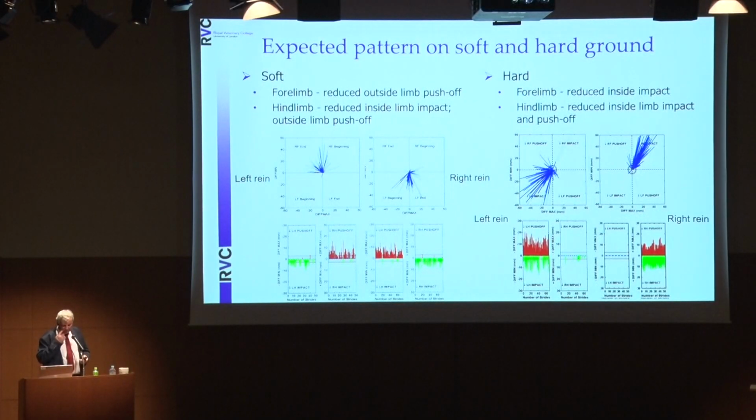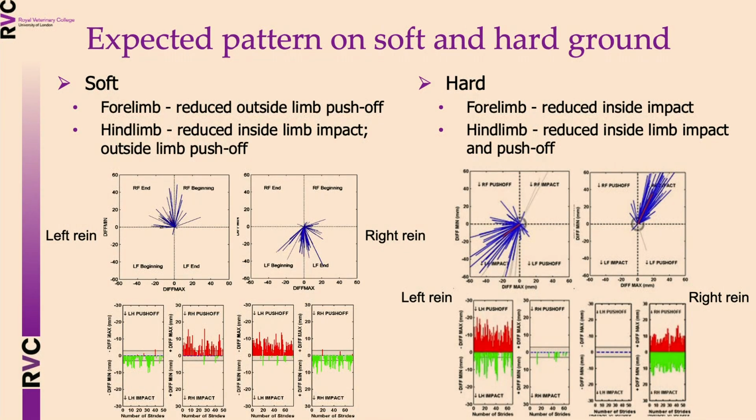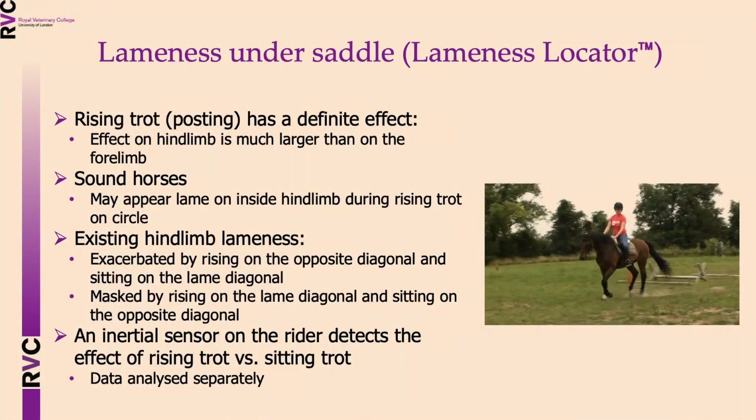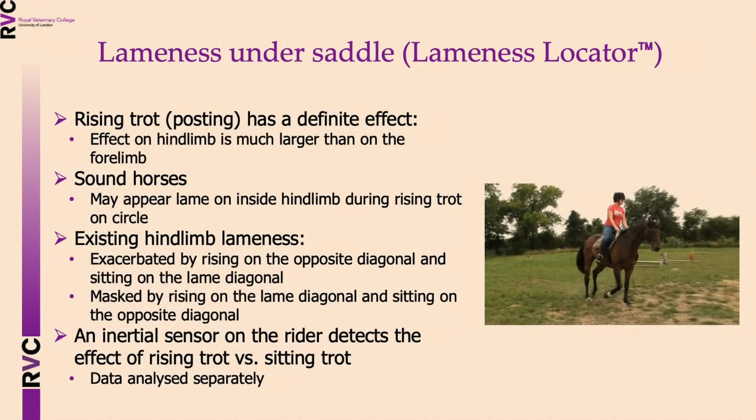This is a figure showing how the outcome, like lameness, differs depending on whether the rein is on the right or the left. It differs between soft and hard ground, but you can see that the results are symmetrical. So that's why the subtraction technique works very well. Whether the ground is soft or hard, it is symmetrical, so you can assess it by subtracting left from right. And finally, most recently, there's been an interest in being able to assess lameness under saddle.